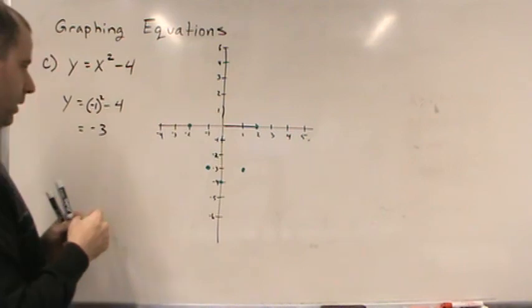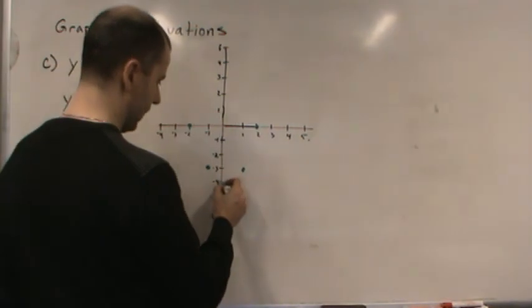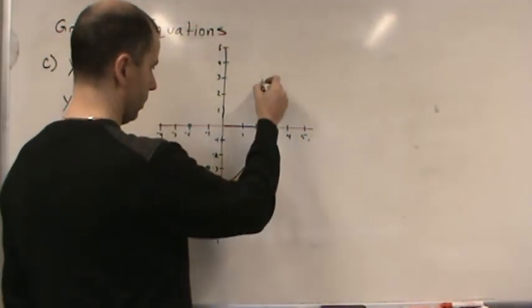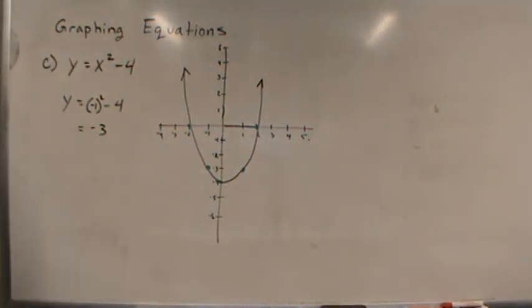And again, my graph, my artistic skill notwithstanding. And now here's what we do. Now the step 4 is connect the dots. And we're done. And that's the graph of the equation.